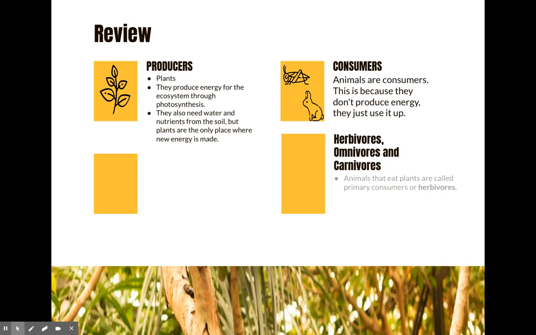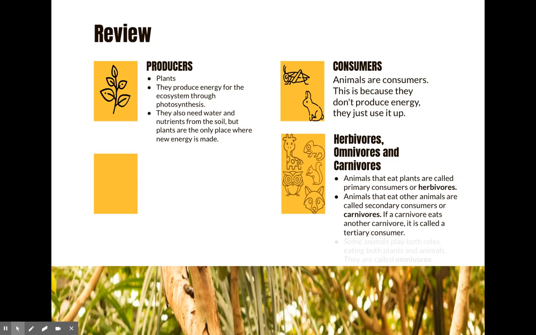Consumers are broken down into three different types: herbivores, omnivores, and carnivores. Animals that eat plants are primary consumers and they're herbivores. Animals that eat other animals are called secondary consumers or carnivores. If a carnivore eats another carnivore, or a meat eater eats another meat eater, it's called a tertiary consumer. But there are some animals that are kind of stuck in the middle and they play both roles. They eat both plants and animals, and they are called omnivores.